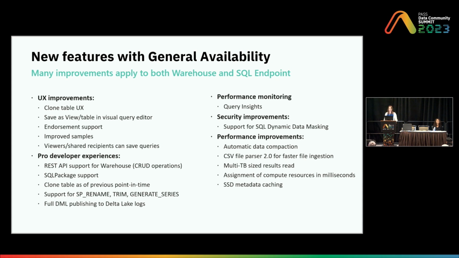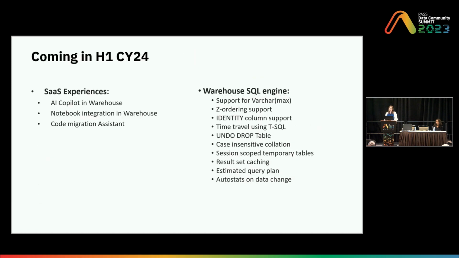That's based on some research we did internally, where we leveraged this awesome new parser, which has been able to deliver these awesome ingestion times. And we've also announced SSD metadata caching in addition to data caching. Coming in the first half of next year are a bunch of new SaaS experiences. We have the AI Copilot, which is going to land in the warehouse, which is super exciting. We have notebook integration in the warehouse and a code migration assistant.